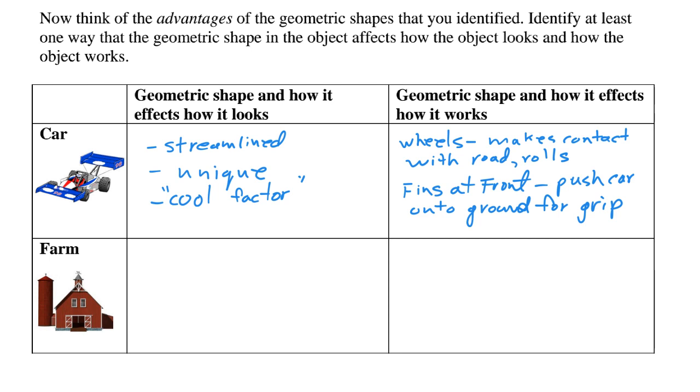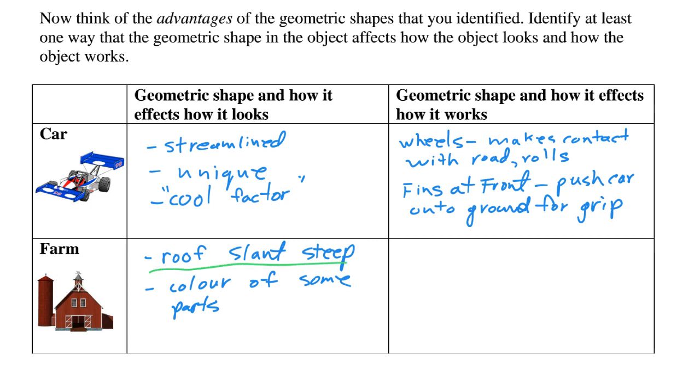So now let's go and answer our questions about the farm. When we're looking at the geometric shape and how it works, let's just talk about the farm. So when you look at the roof, the slant is steep. Also, the color of the parts of the barn give it some accents, doesn't it? But I'm going to actually focus on this thing here, the slant of the roof. Now, if you think about it, it's about to snow, isn't it? And boy, does it snow in Canada.